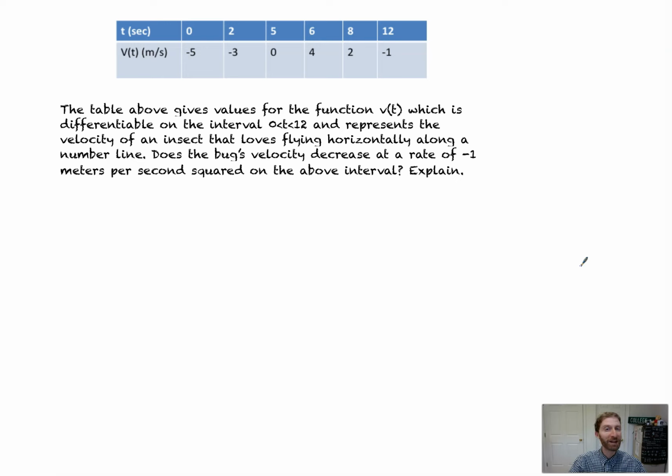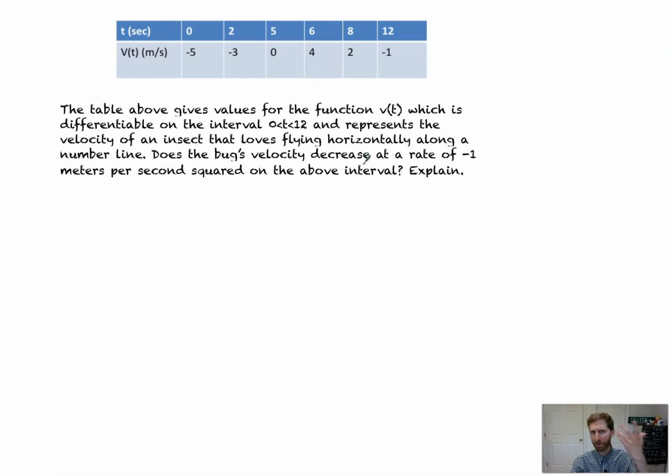Oh yeah, here we go into a pretty challenging but typical AB/BC exam free response problem that involves the mean value theorem. Let's dive right into it and see what we need to do. So this says we've got a table above that gives values for the function v of t, which is differentiable on the interval 0 to 12. Assume it's also continuous on the closed interval 0 to 12 because we've got values there and there. It represents the velocity of an insect that loves flying horizontally along a number line.